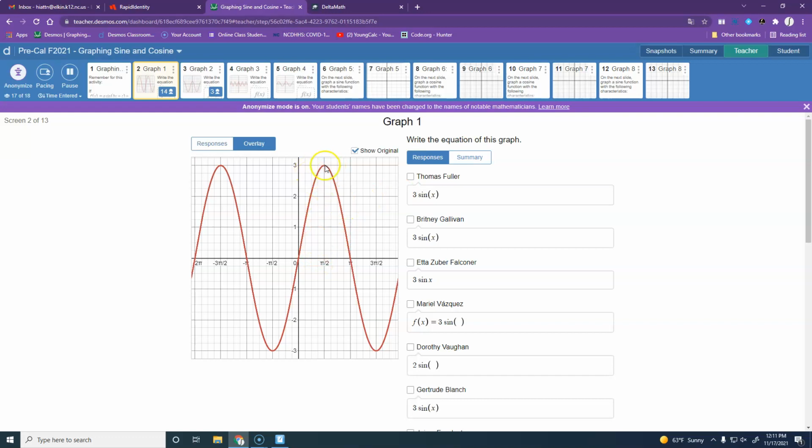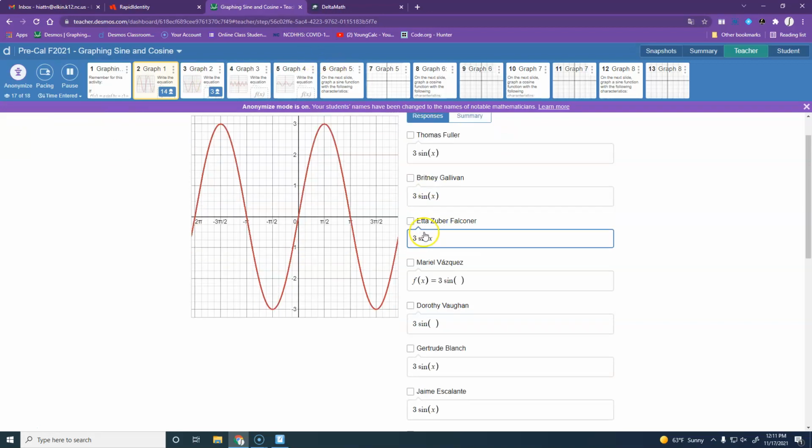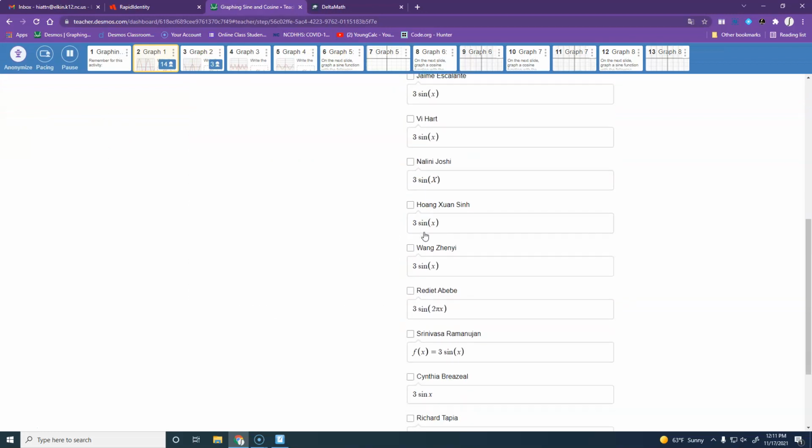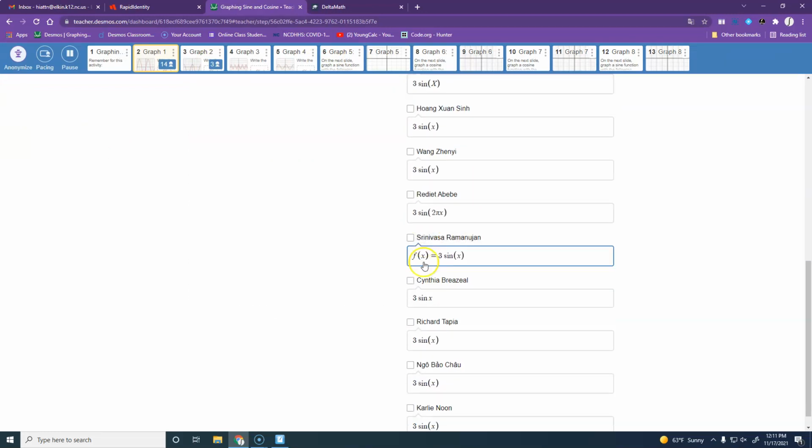And let's see here. This has not been shifted to the left or right any, because right there, our y-intercept was on the midline. And has it been shifted up or down any? Still, my midline's still right there at 0. So let's see if anybody's got it exactly like I want it.